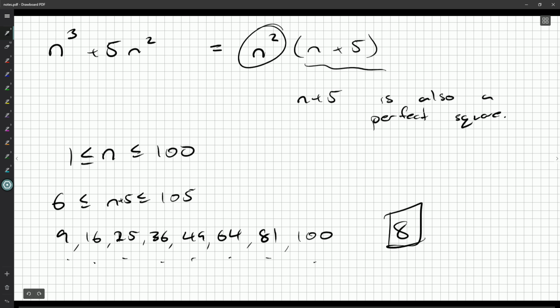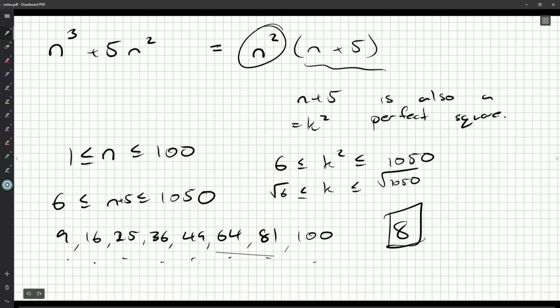Now, if it was bigger, if n plus 5 had to be between 6 and 1050, for example, I'm definitely not going to write all the squares out there. So what would I do? I would say, all right, well, n plus 5 needs to be a perfect square. So I'd say 6 needs to be less than or equal to k squared and less than or equal to 1050. So I'd square root. So square root of 6 needs to be less than or equal to k, needs to be less than or equal to square root of 1050.